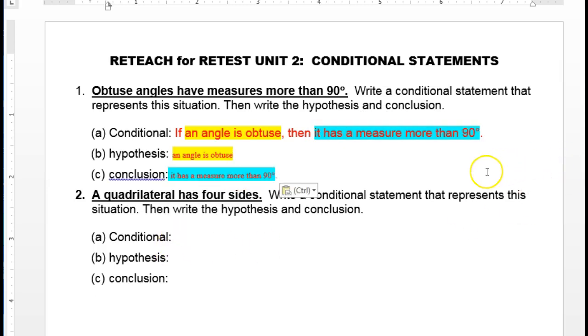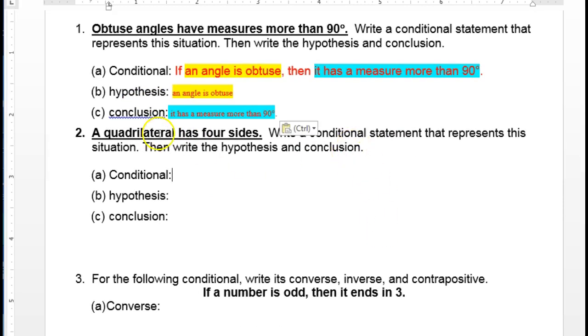Okay, that's it for the first question. Your first question on your retest is going to look just like that. Write an if-then statement, write the hypothesis, write the conclusion. All right, here's your next one. Write this as a conditional statement. A quadrilateral has 4 sides. When you make that if-then.